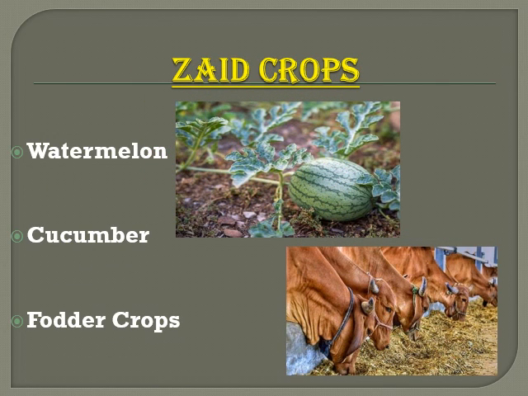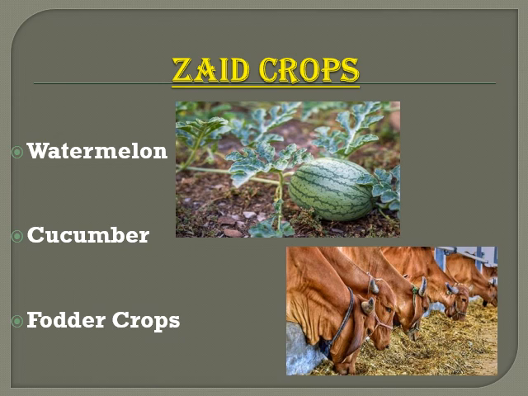Next cropping pattern is Zaid crops. Listen students, Zaid crops are sown between the Rabi and Kharif seasons. That means during the months of March, April, May and June. Some of the crops produced during this season are watermelon, cucumber, vegetables and fodder crops. That means students, watermelon, cucumber, fodder and vegetables, these crops are grown during March, April, May and June.